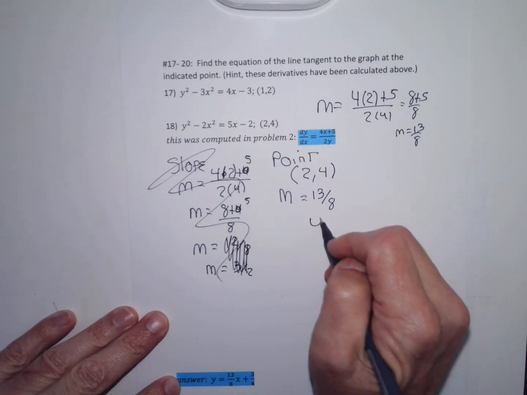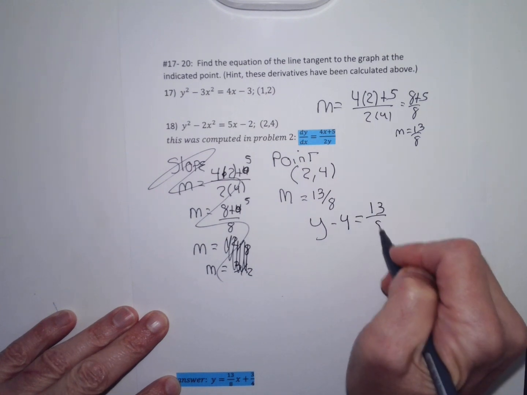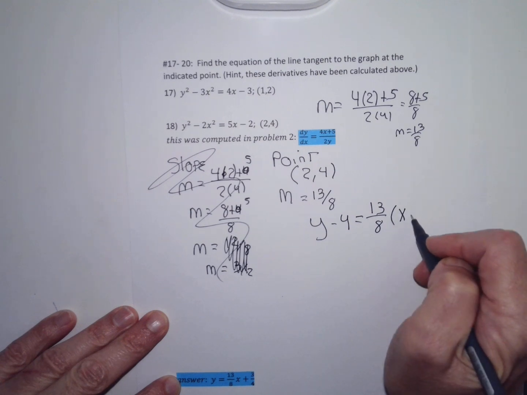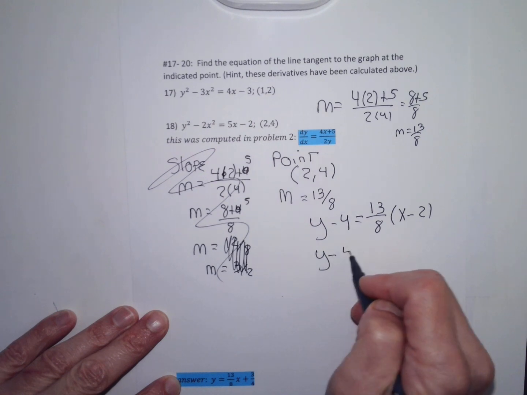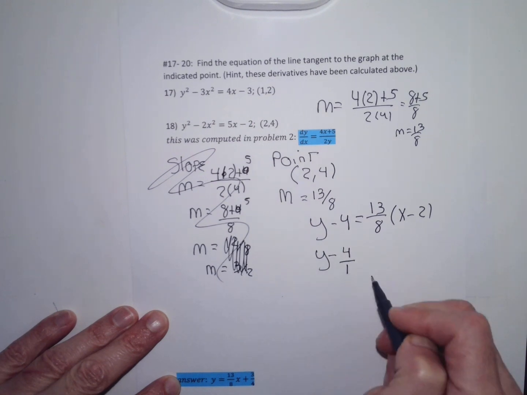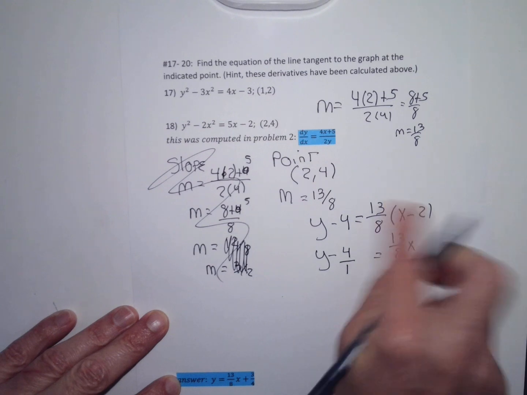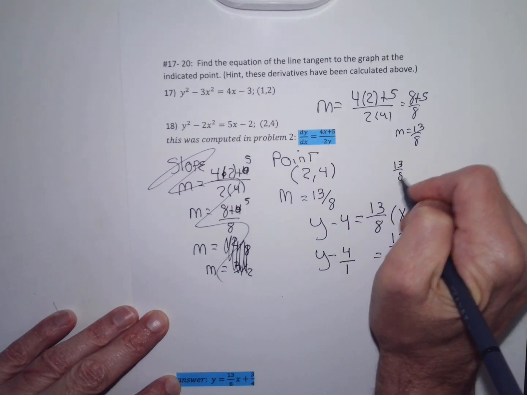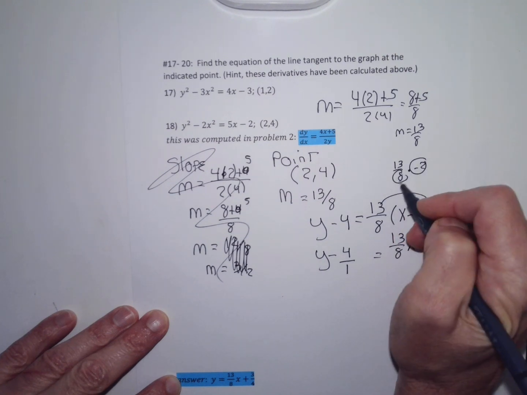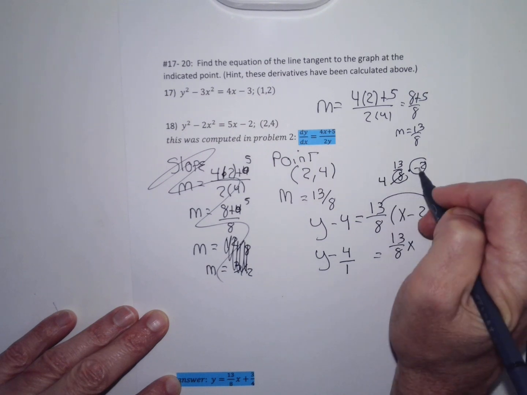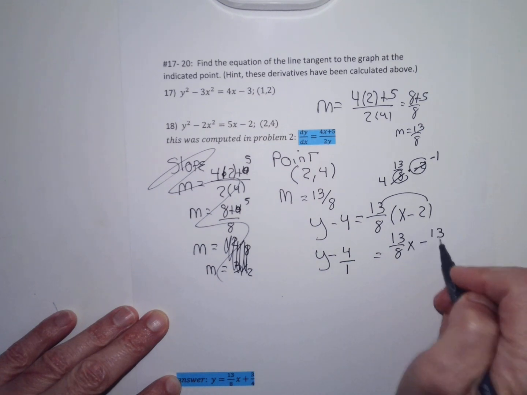So I'm going to use y minus the y coordinate of the point that was given equals the slope that I calculated using the derivative, so slope times x minus the x coordinate of the point. And this is going to be y minus 4. I'm going to emphasize it's 4 over 1. I'm going to need that. And it's 13 over 8 times x. And then I get 13 over 8 times minus 2. When I multiply the 13 over 8 times the minus 2, the 8 will cancel with the minus 2. I'll go 8 divided by 2 is 4, minus 2 divided by minus 2 is 1. And this will give me minus 13 over 4.